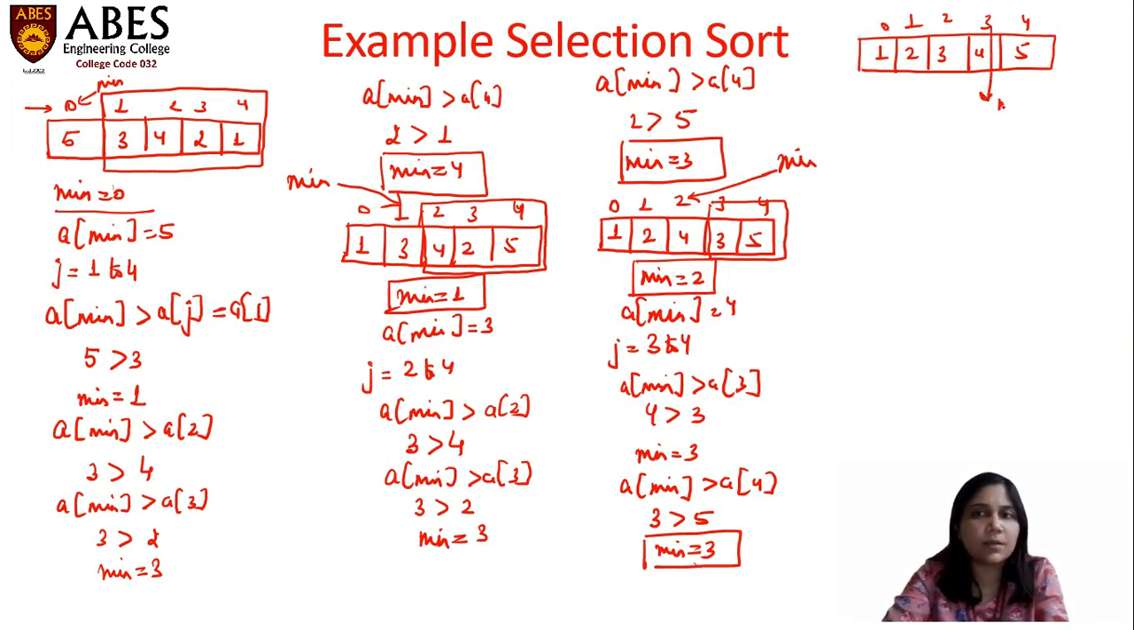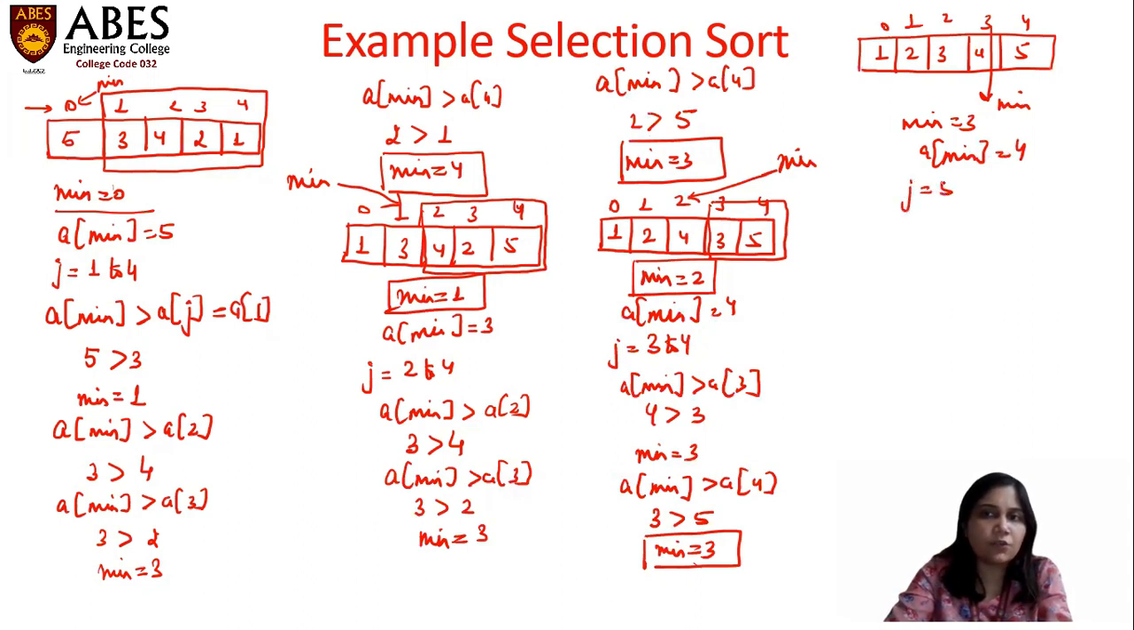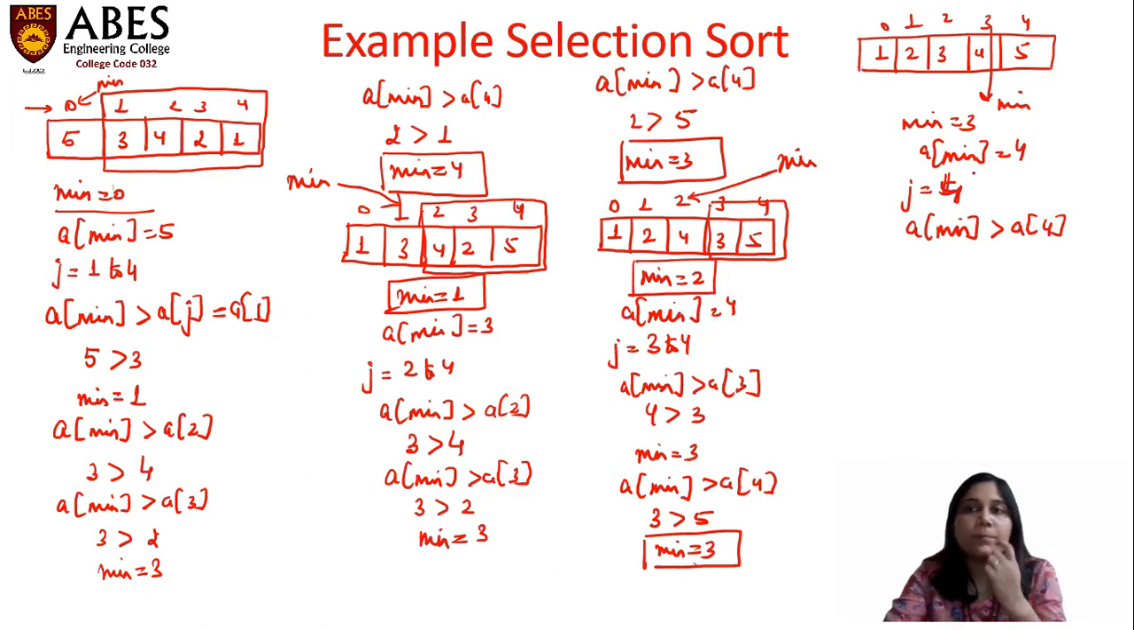Now my minimum will become 3. It means my minimum index equals 3. So my A of min, which I have assumed, is 4. So j will only go for 4, the fourth index. What will happen? A of min is 4, and is it greater than A of 4, which is 5? 4 is greater than 5, condition is false. So my minimum will remain at the third position.